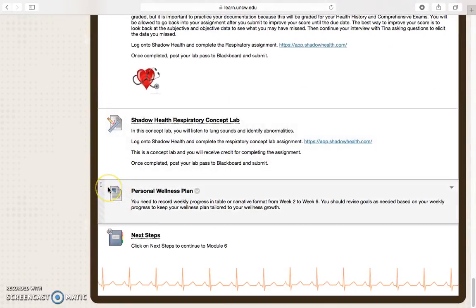Lastly, for this week, as usual, you want to be sure that from weeks 2 to 6, you are revising goals, documenting your goals and your progress with regard to your wellness plan and your wellness growth. We're getting close to the time that this personal wellness plan will actually be submitted now. This personal wellness plan will be submitted in week 7 of this course.